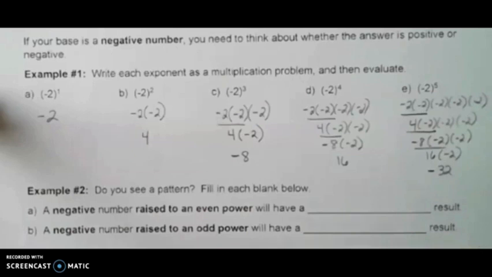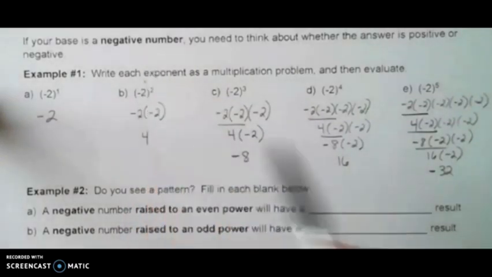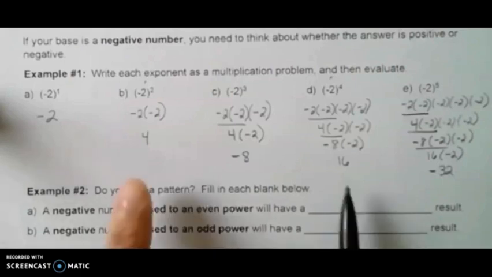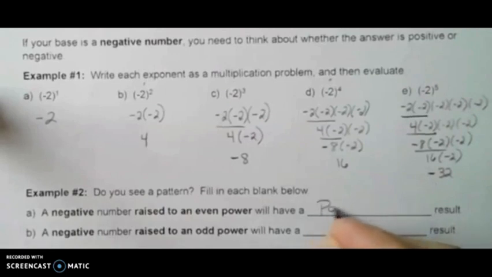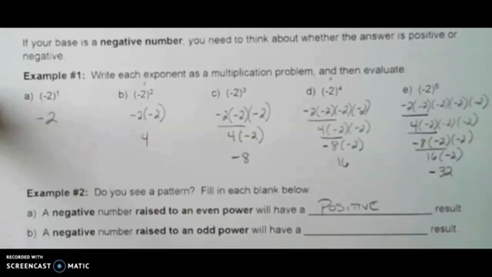So hopefully you're seeing a pattern. In example number 2, do you see the pattern? We're going to fill in the blanks below. If a negative number is raised to an even power, well that would be this example right here in letter B and this example right here in letter D. Every time that we raised the negative number to an even power, our answer ended up being a positive. So you will get a positive result if you raise a negative number to an even power.